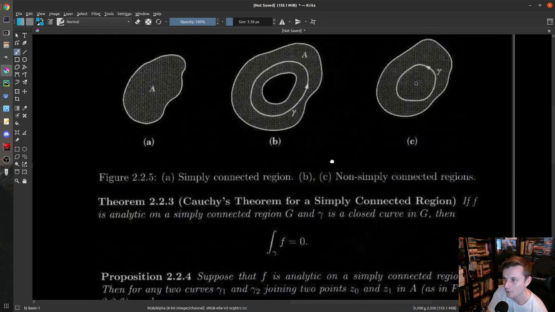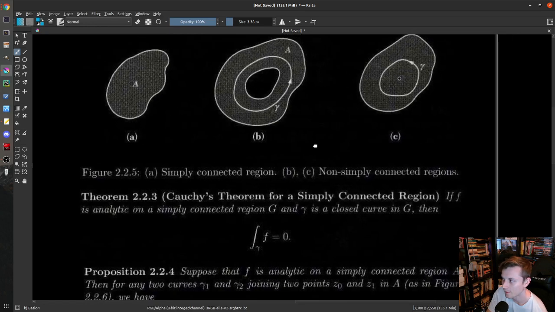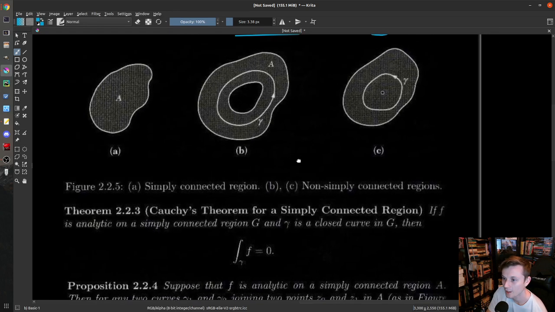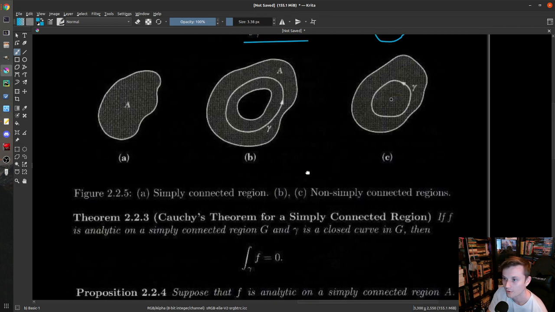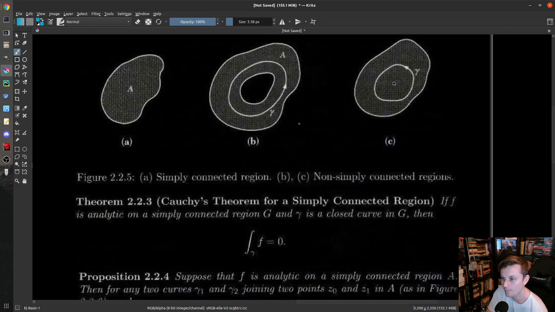Then a little bit further on, and this is nearing the end of what we were doing last time, we were talking about simply connected regions. So recall that we went through these little examples.